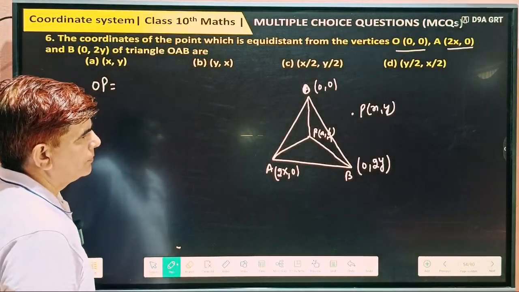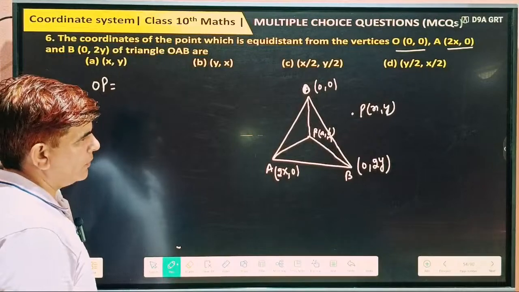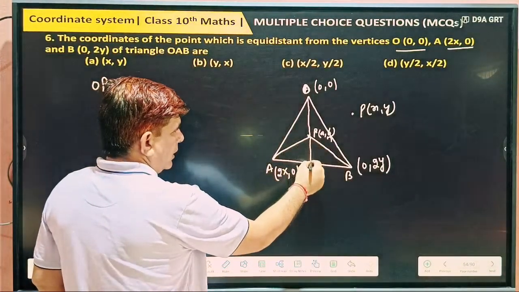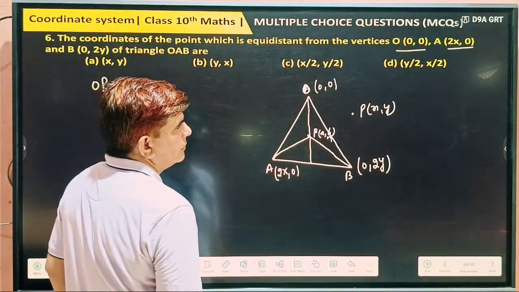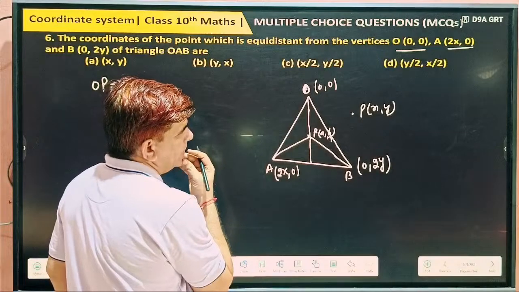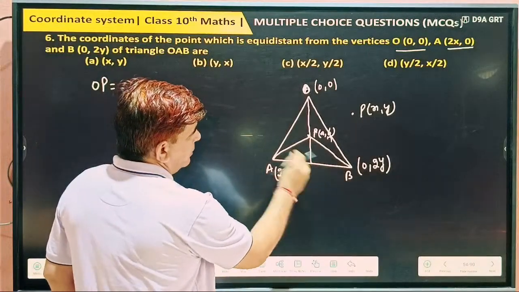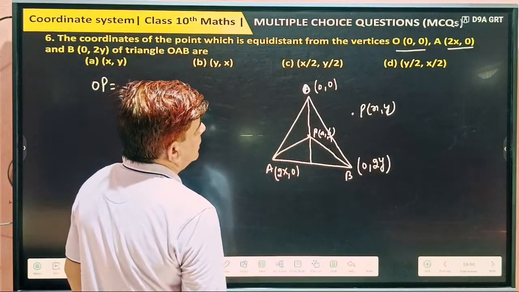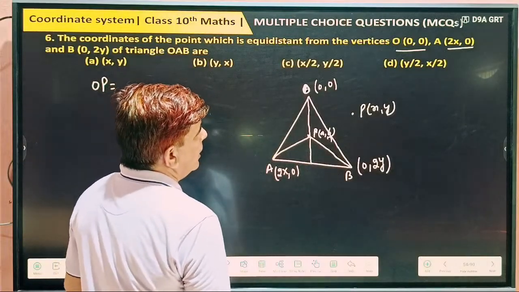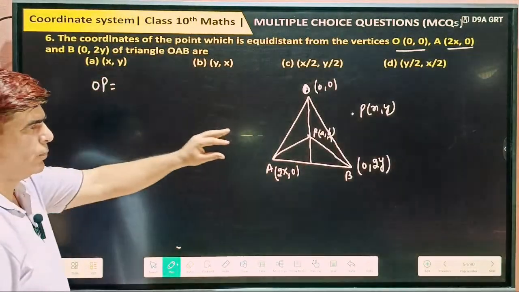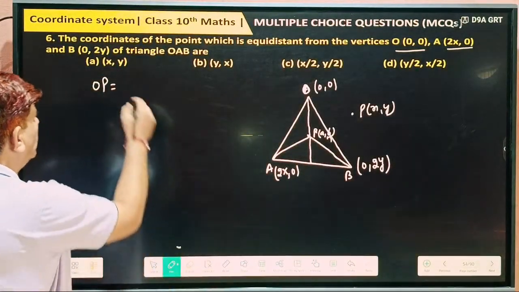OP. More way also we can find out this cutting here. What's cutting? What are the coordinate of this point? This by 2x and y. So what are the coordinate of this? x by 2, y by 2. But we have to find out the coordinate of this point P. We have to find out OP.